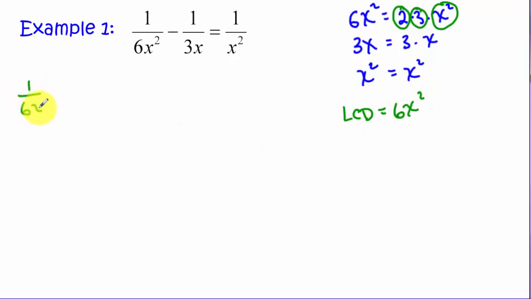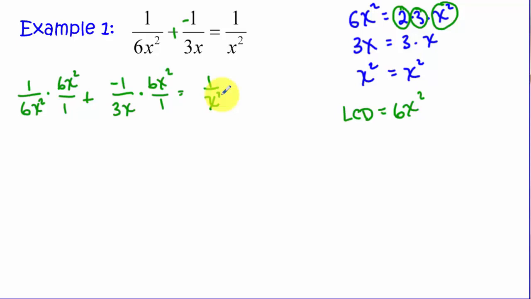So we're going to multiply. I'm going to write the original equation, and next to each term we're going to multiply it by our denominator over 1. And when we have a subtraction, we're going to move that minus to the numerator and turn it into an addition problem. Notice we're multiplying both sides of the equation by the same thing.